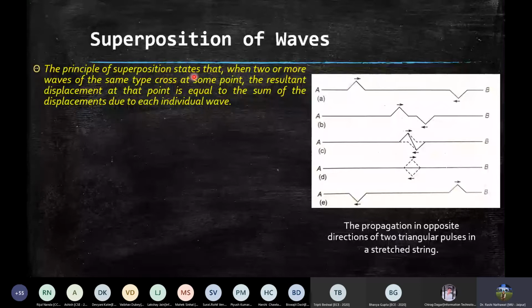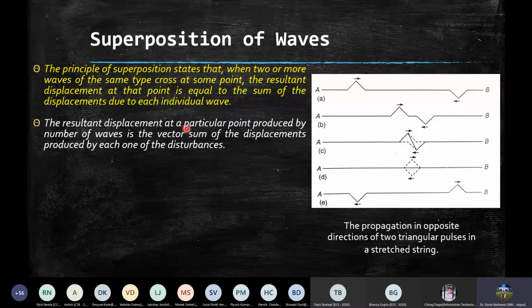The principle of superposition states that when two or more waves of the same type cross at some point, you can say this wave and this wave are coming to each other and crossing by. So when they cross at this C position, the resultant displacement at this point is equal to the sum of the displacements due to each individual wave. If you want to calculate the total displacement, it is the sum of the displacement due to each individual wave.